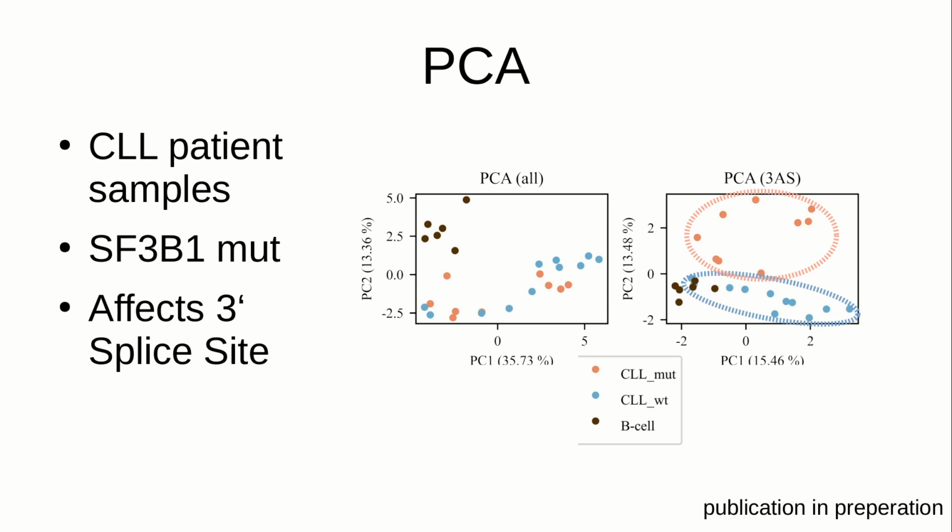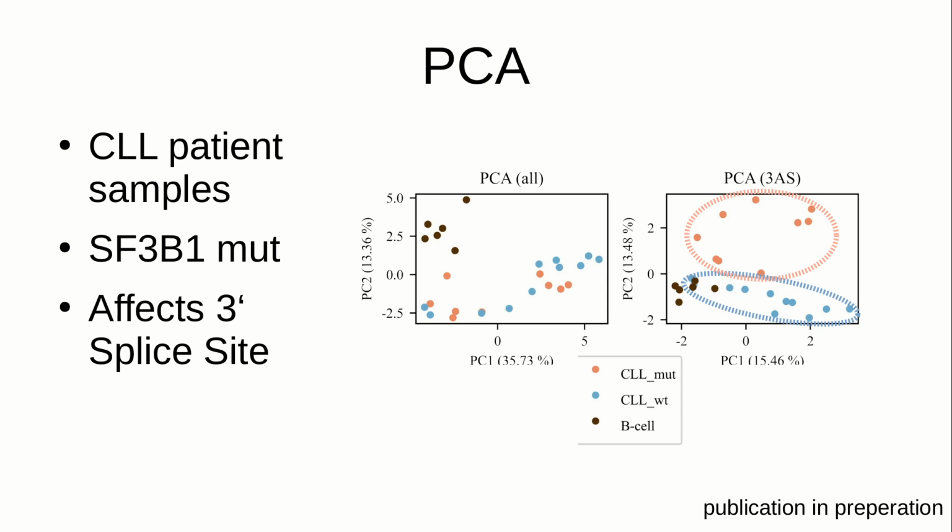Now, since we can quantify the individual events, we can relate different samples with respect to alternative splicing. For this application, I have a nice use case with samples from leukemia patients. A common mutation in chronic lymphoid leukemia is in SF3B1, which is involved in the assembly of the spliceosome at the 3' splice site. When looking at all alternative spliced events, the principal component analysis does not separate the mutated from the unmutated patients. However, looking only at 3' alternative splicing, patients can be clearly separated, highlighting the benefits of this classification of the events.